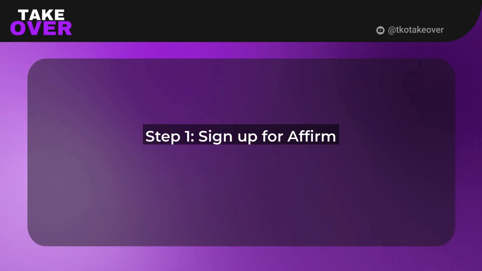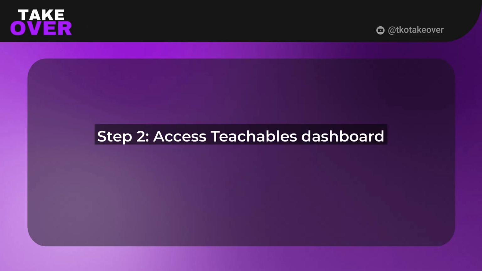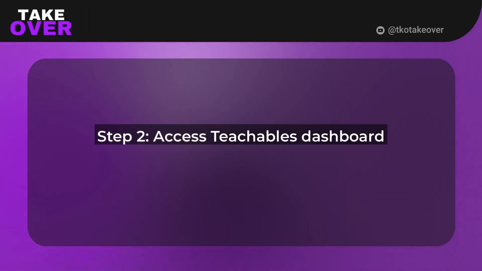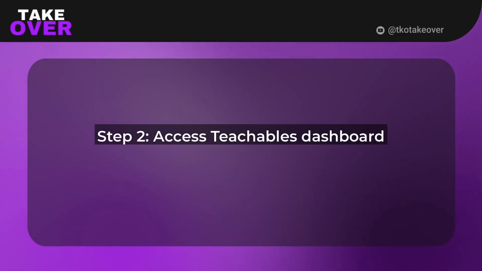Once that's done, log into your Teachables dashboard. Look for the Payment Options section in your settings. It's usually under Store or Monetization. Here, you'll see a new option for 2025, Seamless Affirm Integration. Click on it and follow the prompts to connect your Affirm account. This might involve authorizing permissions, but it's straightforward and only takes a couple of clicks.